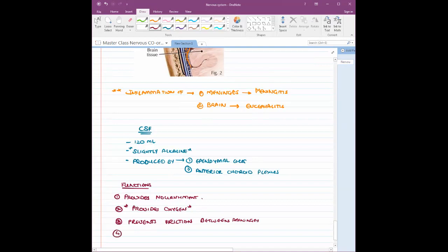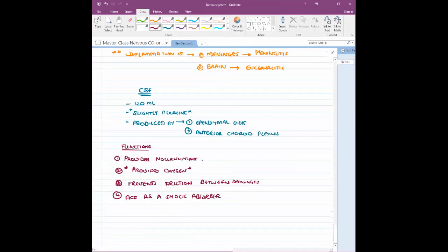Next thing, it is going to act as a shock absorber, so that if by any chance there is any kind of force or shock onto the brain, it is going to take it away and prevent the brain from being affected. So it acts as a shock absorber. And in the same way, guys, I can also say this protects the brain from jerks or mechanical injuries.